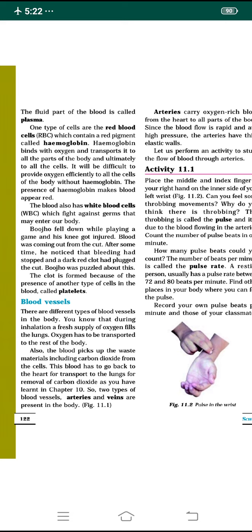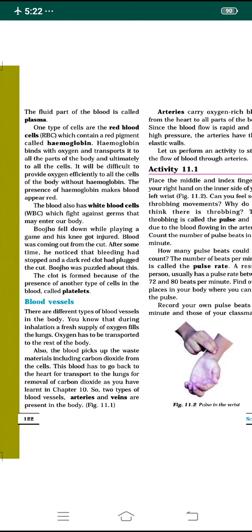The blood picks up, that is, takes the waste materials from the cells, including carbon dioxide gas and some other wastes. In the cells some waste products are produced, and carbon dioxide is one of them. All these things are picked up by the blood vessels. This blood again has to go back to the heart for transport to the lungs for removal of the carbon dioxide, as we have learned in chapter 10.